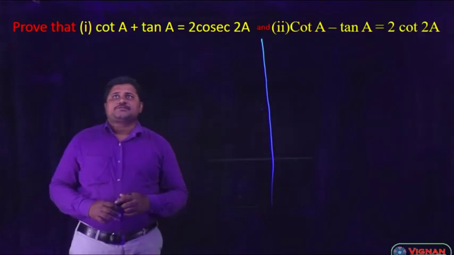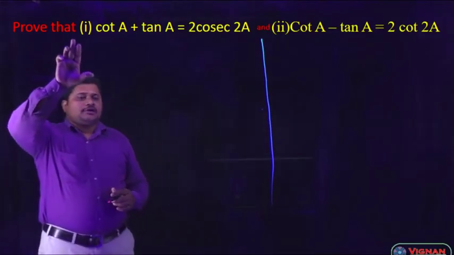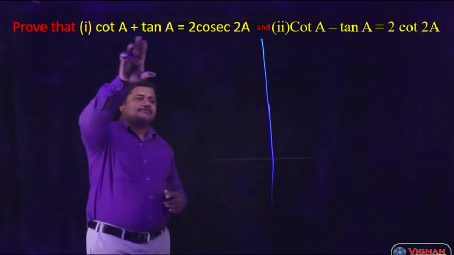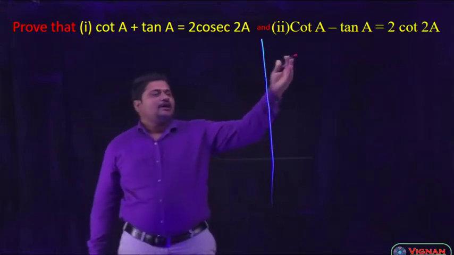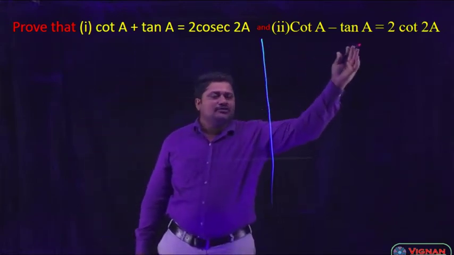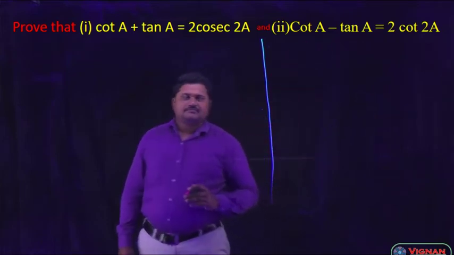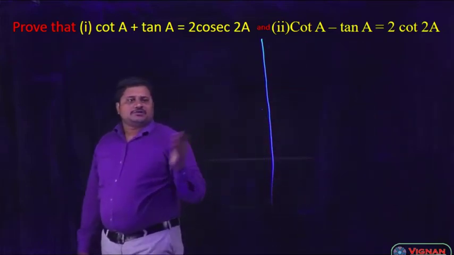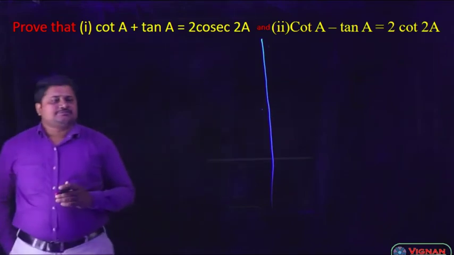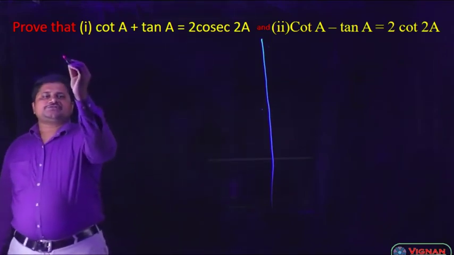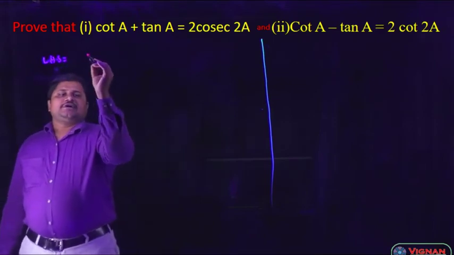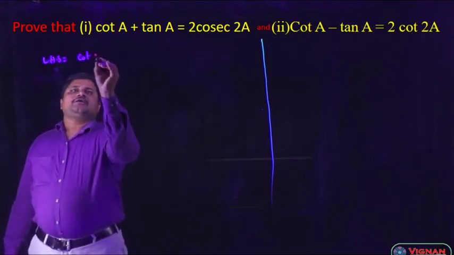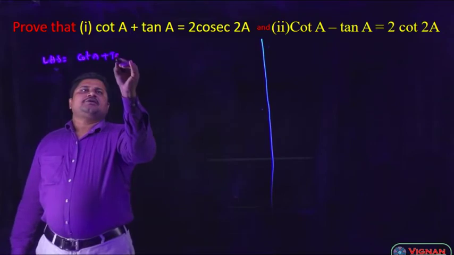Okay, next problem, we have to prove that cot A plus tan A is equal to 2 cosec 2A, and another one is cot A minus tan A is equal to 2 cot 2A. We have to prove these two problems. The first one, LHS is cot A plus tan A.